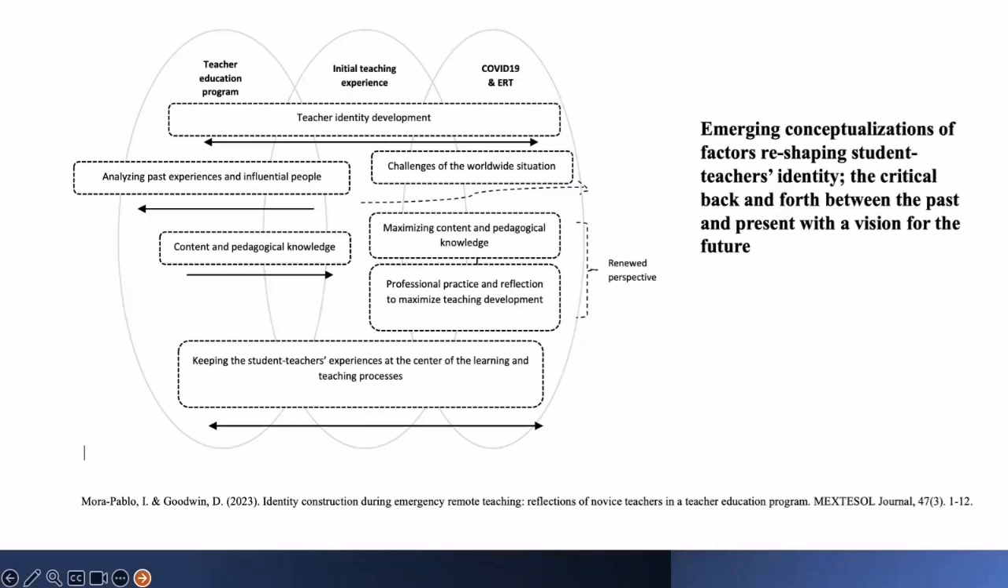presented in the following figure. The arrows indicate a relative direct relationship, whereas the dotted lines indicate the transit constructions happening in specific moments. During the teacher education program, the participants' initial teaching experience, and all of them during COVID-19 and emergency remote teaching.